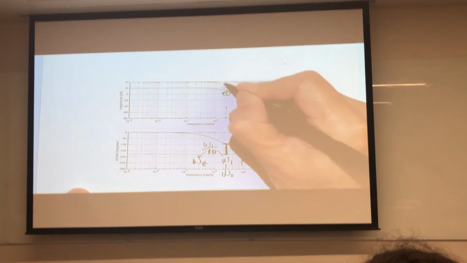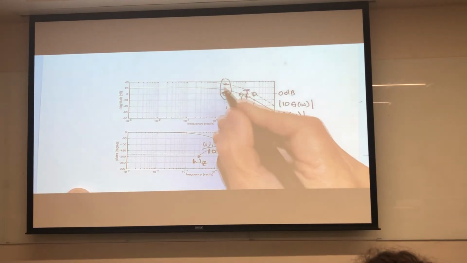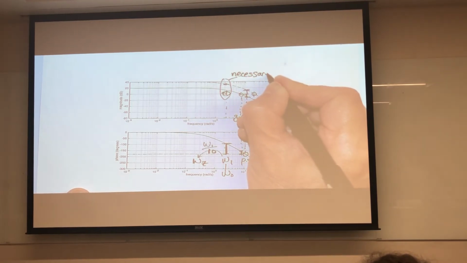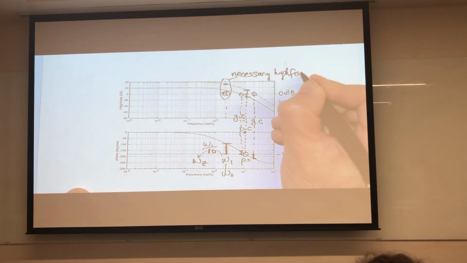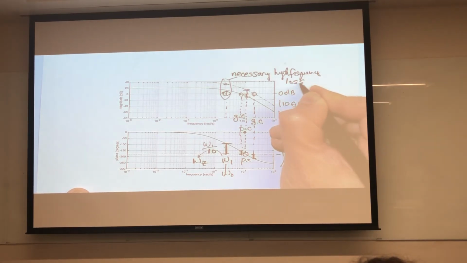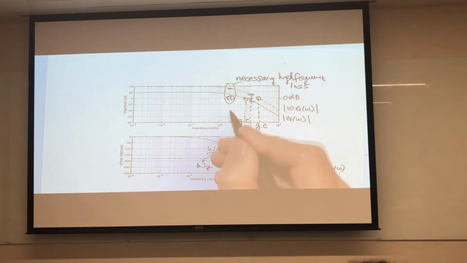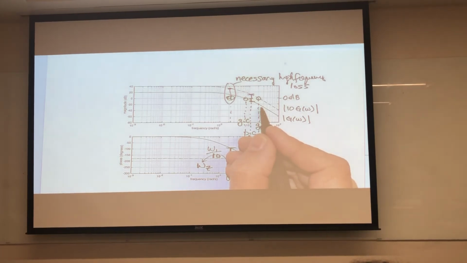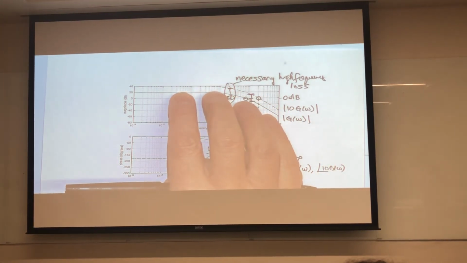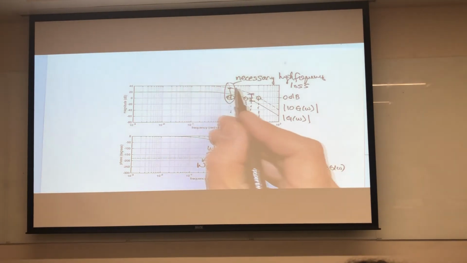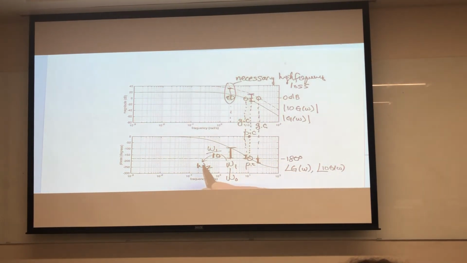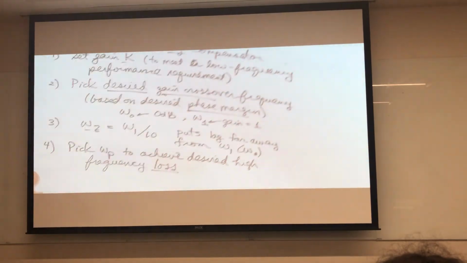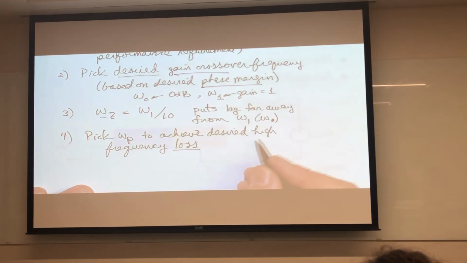So this, we measure the difference between that and 0 dB. This is the necessary high frequency loss. Okay? I need that much loss. So I have to work off the adjusted curve. I have the original curve. First thing I did was adjust gain k, so that gives me a dash curve. So now I'm working off the dash curve. I'm going to put in now an omega z and omega p, a combination that gives me the desired loss. So we pick omega p to achieve the desired high frequency loss.